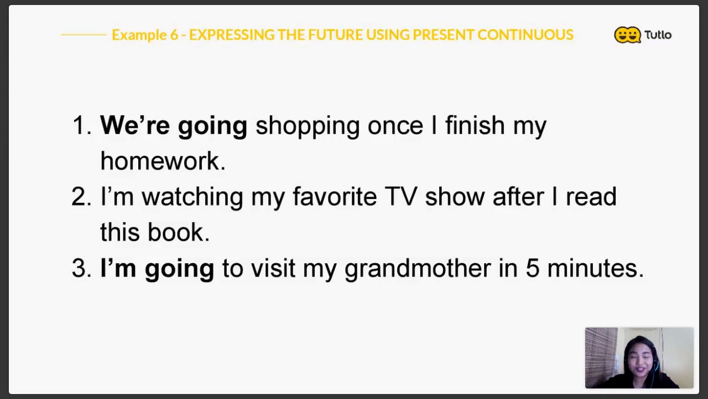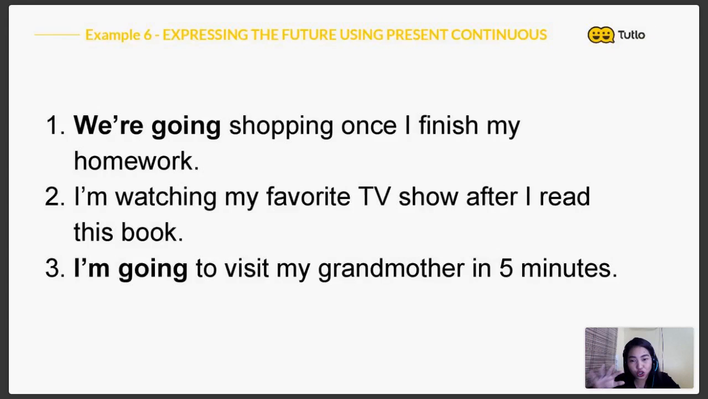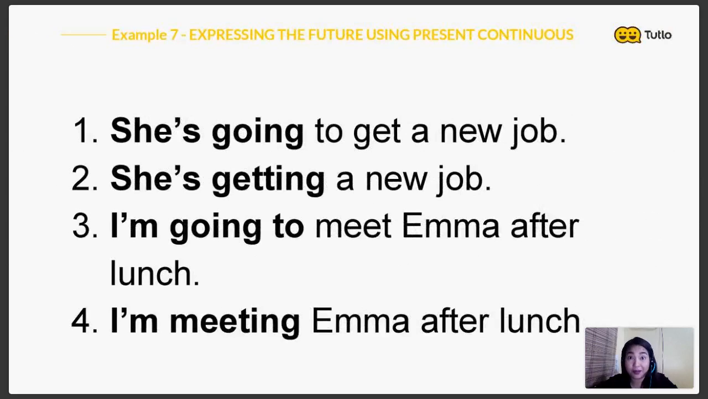Okay? Let's take a look at more examples just so that we can compare. There are four sentences here. I will read one and two first. One says, she's going to get a new job. And number two, she's getting a new job. What's the difference between sentence one and two? I'll tell you. Number one, she intends to get a new job, but she still hasn't arranged it.